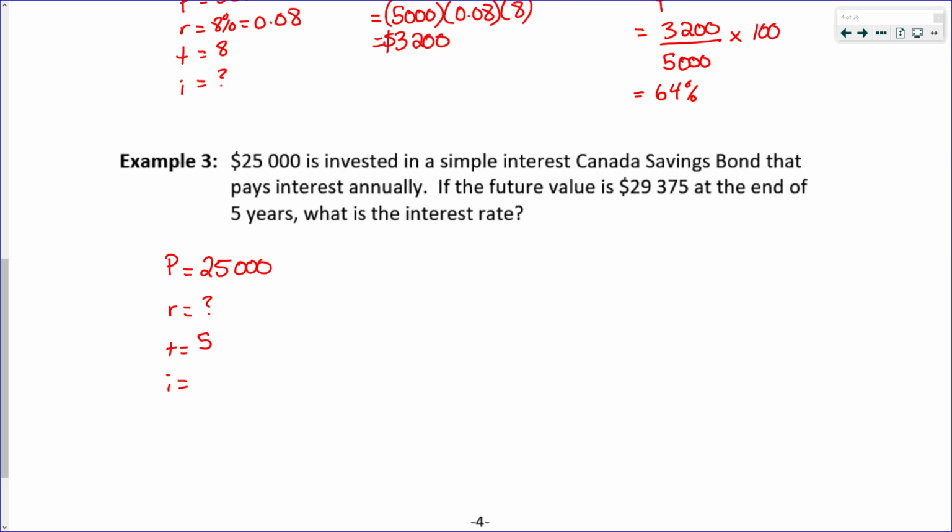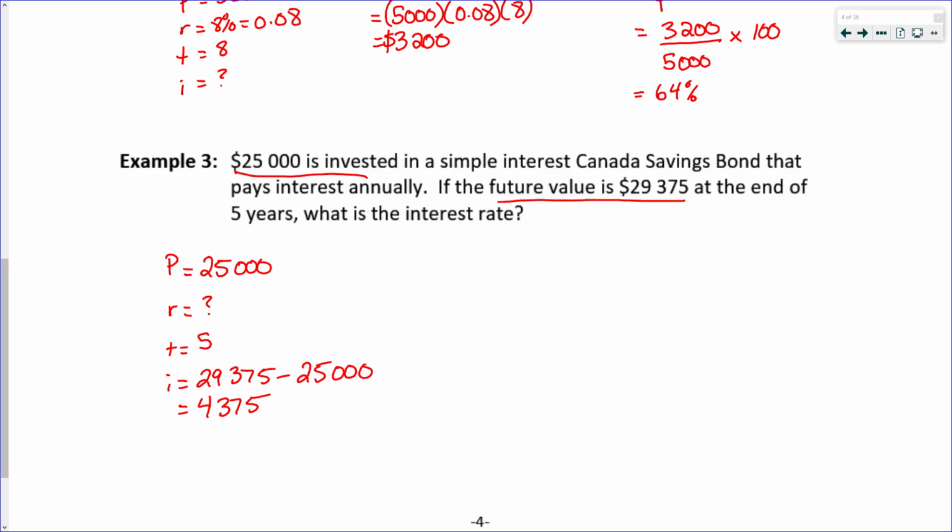And my interest that I earned, so we have another problem like this where I'm given my future value, I'm given what I started with, and the difference between those two is my interest. So I'm going to take my 29,375 and minus my principal, the 25,000, and what's left over is the amount of interest I've earned. So in this case, 4,375. Just to say that again, the extra money that I earned on this investment was that 4,375.